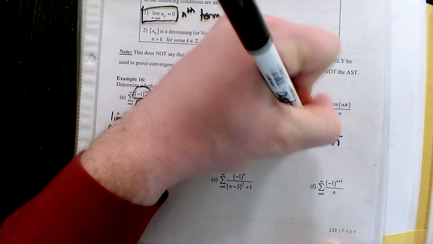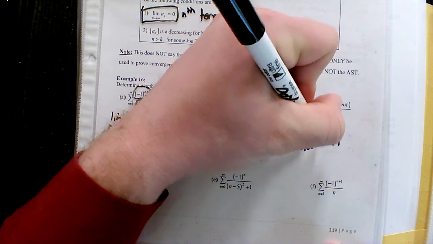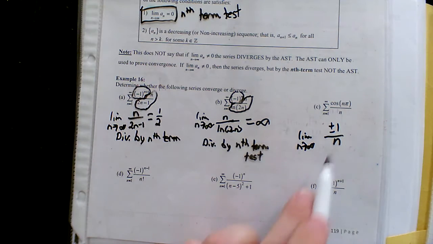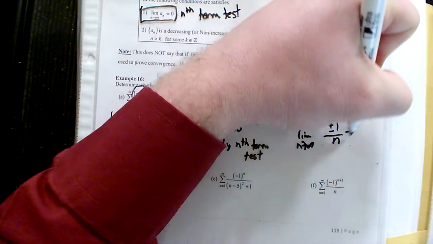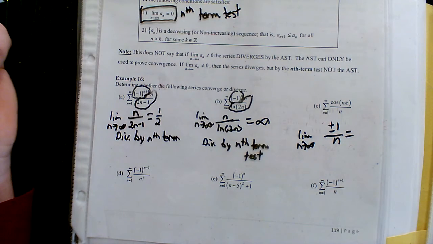So we're actually going to take the limit of this. It's going to alternate back and forth between positive and -1. So if we know the top is going to be somewhere between -1 and +1, and we're taking the limit as n goes to infinity, what would the limit of that be? 0. The bottom's going to keep getting bigger.